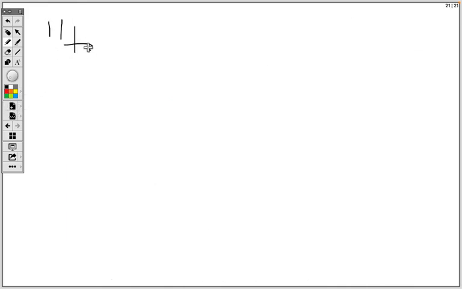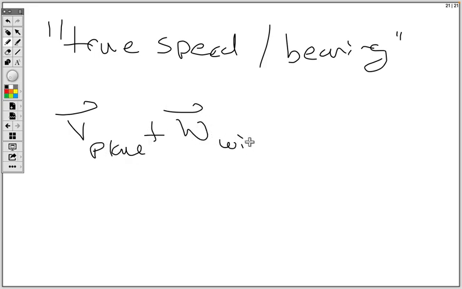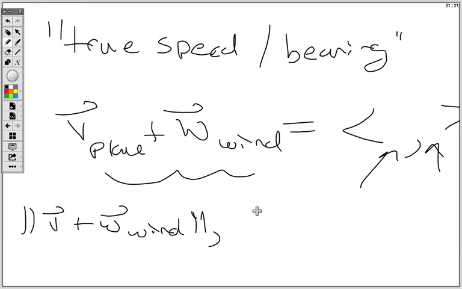And then when they talk about the true speed and bearing, well, you would need the result of that, right? So you have the velocity of the plane plus the velocity of the wind. So you would add those and get the component form of that, and then you would find the magnitude of that. That would be your true speed, and then you would have to figure out the direction angle theta to help you find the bearing.